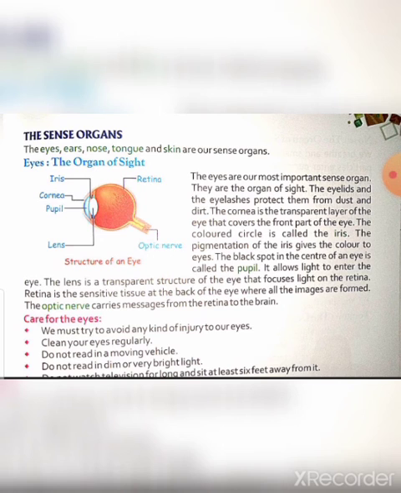So the first homework was drawing the nerve cell. Second one, structure of an eye. You draw it and identify the parts. Then write the care for the sense organs. Different sense organs need different care. So write these cares for the eyes, ears, nose, etc. differently. All of you write in your copy.